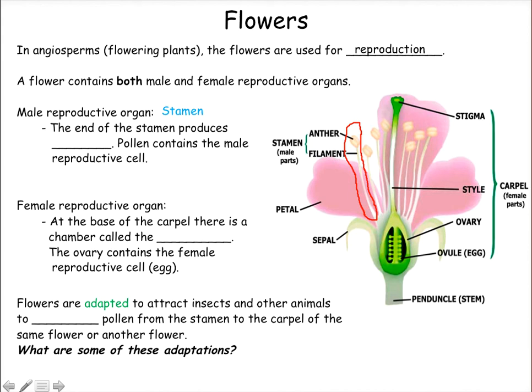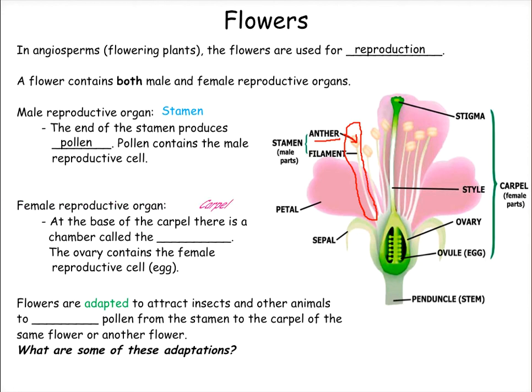You can see it's composed of a long filament and then a structure at the top called the anther. The anther at the end of the stamen produces pollen. So that's this area right here. So pollen would be produced by this structure. And pollen is what contains the male reproductive cell that will participate in fertilization.